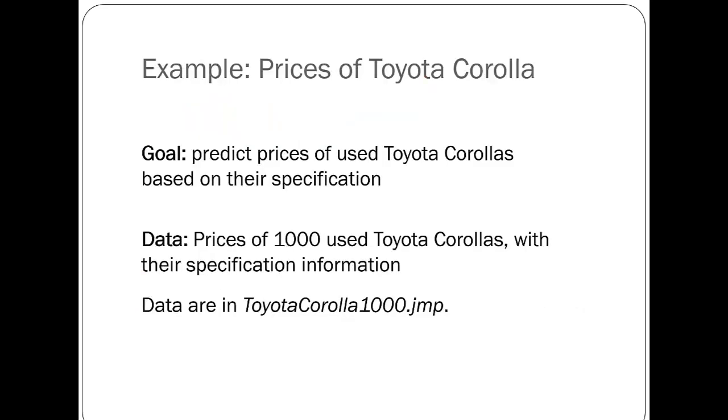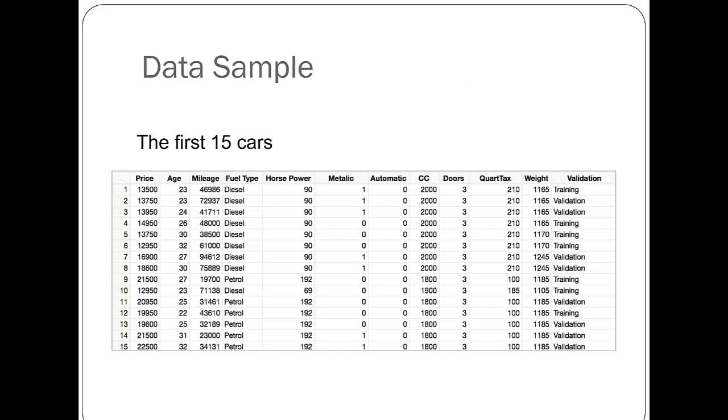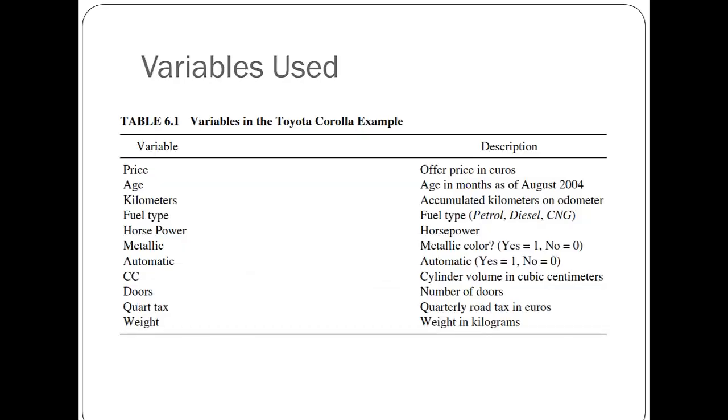So let's look at an example of predictive modeling using the price of Toyota Corollas. And the idea here is that we want to be able to predict the price of the Toyota Corollas based on their specifications. And so for the data, we've got 1,000 used Toyota Corollas, and included in that are a bunch of variables. The name of the data set is Toyota Corolla 1000.jmp. And this is what it looks like. You can see we've got price, age, mileage, fuel type, horsepower, so forth. And here is a description of all of the variables. You can see all of this in the textbook as well.